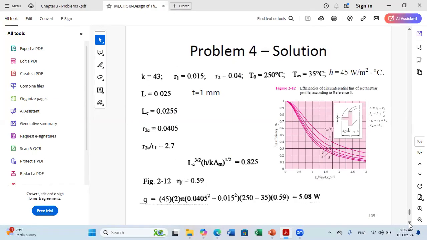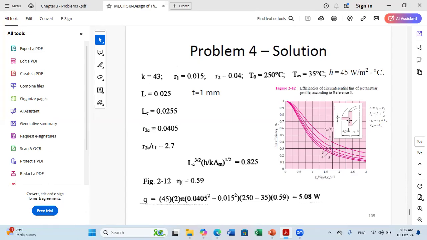Okay, so first, in this problem, we are considering a single fin. We need to determine from the given what is the geometry of the fin. Here they said we have a circumferential fin and they gave us all the details. They gave us the conductivity of the material. You can see here the figure of the geometry.